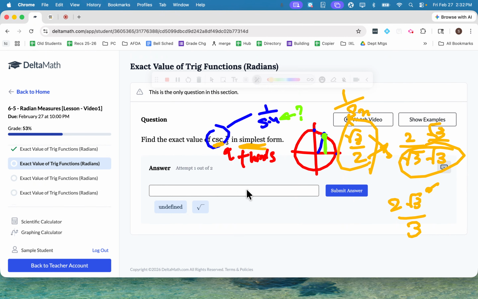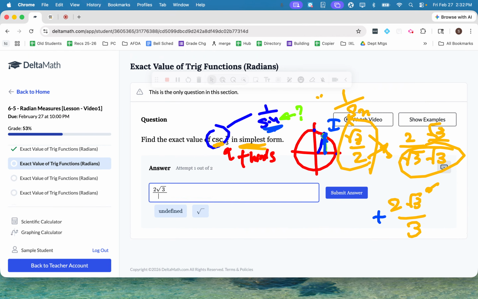Now, the last thing that you should check, we are talking about the reciprocal of sine, and this is in quadrant 1, which means we're talking about a y value that is positive. Got to worry about two things now, not just the numeric value, but the sign, S-I-G-N. 2 root 3 over 3.